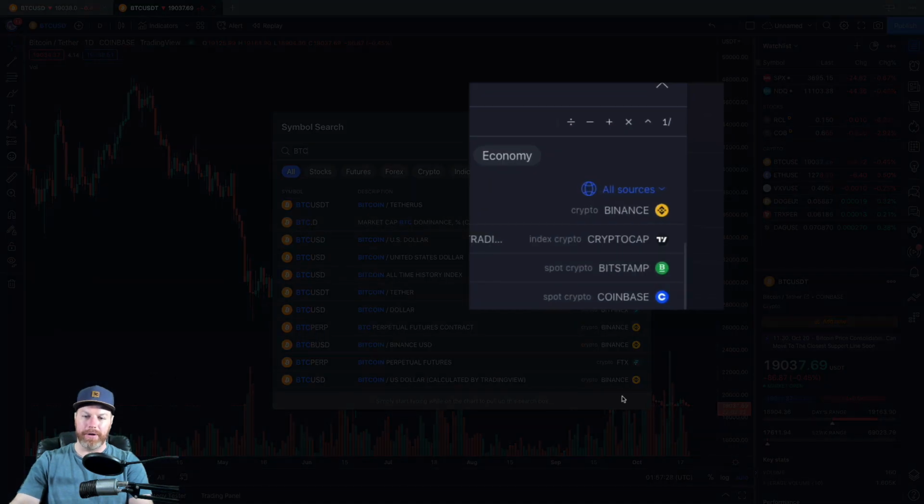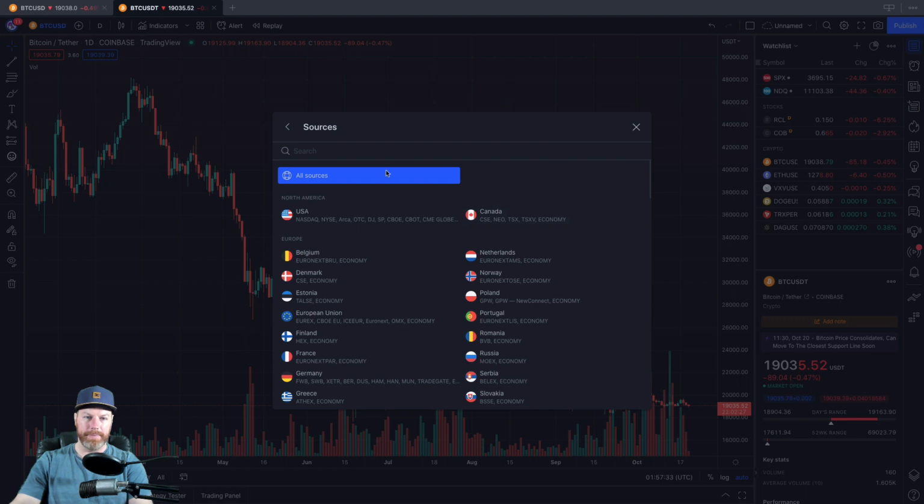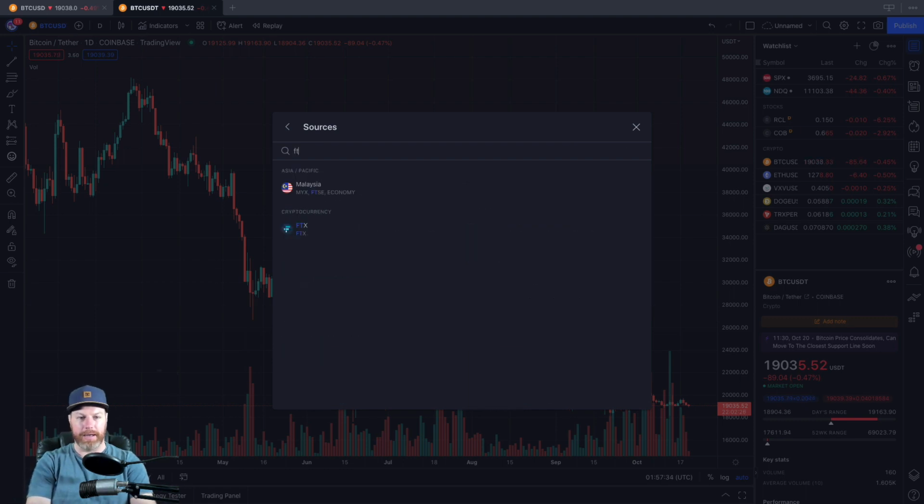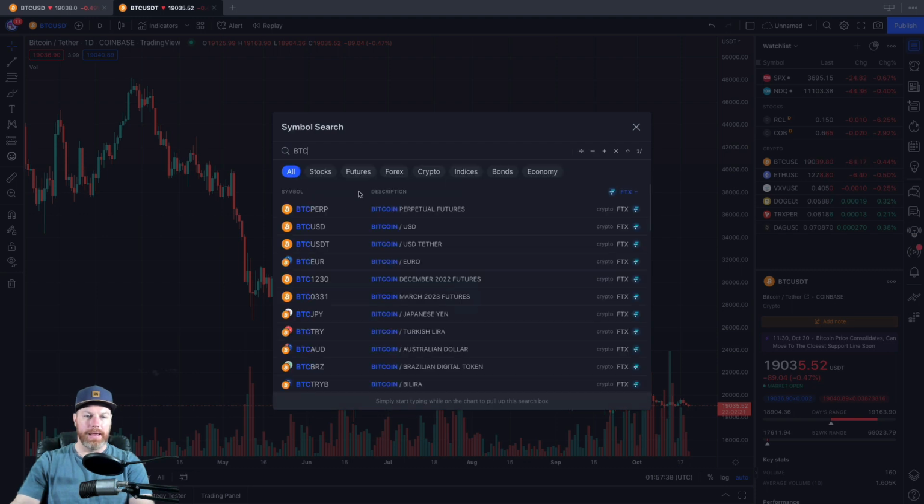If we want to narrow down a specific exchange, we can select all sources right here and type in the exchange that we want. In this case, I'm going to select FTX, and it's going to show me all the Bitcoin trading pairs on FTX. Let's go with the Bitcoin Tether pair.